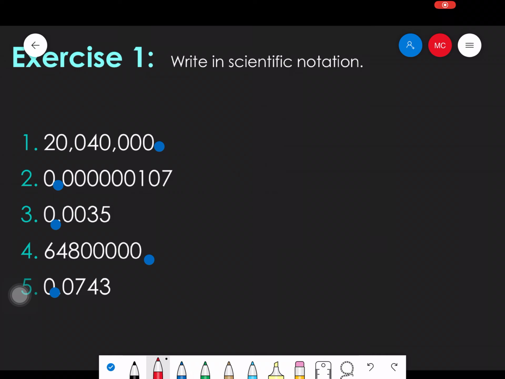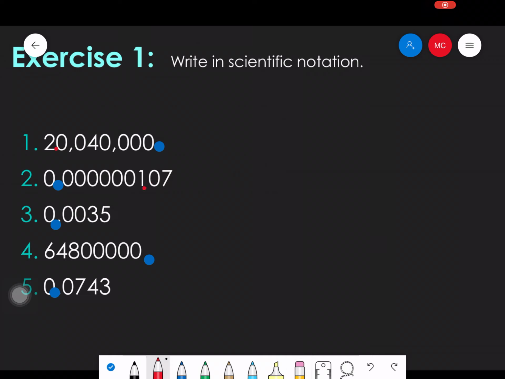Remember that the first rule of scientific notation was to place the decimal point after the first digit, the first digit from left to right, and that digit must not be 0. So in the first one, it goes here. In the second one, I have 0, 0, 0, 0, 0, and then a 1. So that one will be my first digit. I place the decimal point there.